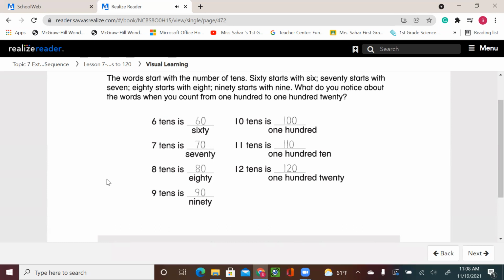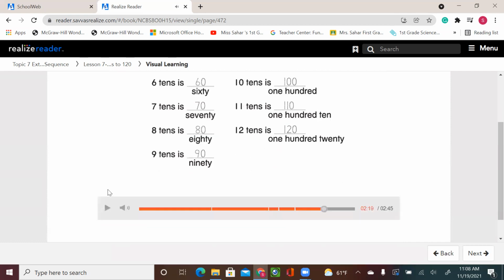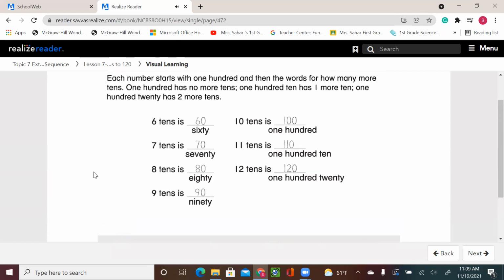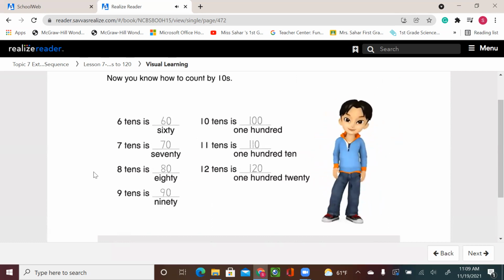What do you notice about the words when you count from 100 to 120? Each number starts with 100, and then the words for how many more tens. 100 has no more tens. 110 has one more 10. 120 has two more tens. Now you know how to count by tens.